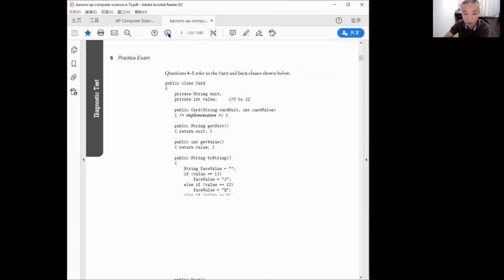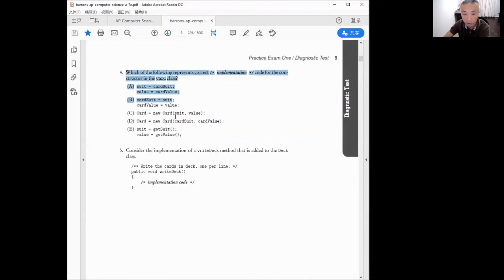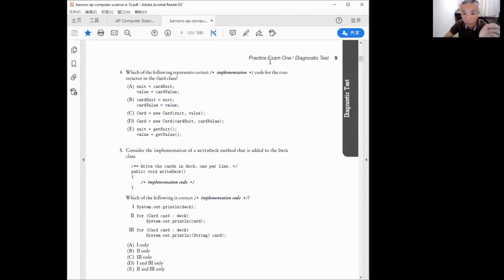Someone here is talking about a short snippet of code and letting you do the following questions. See, it's just asking you to replace one or two lines.